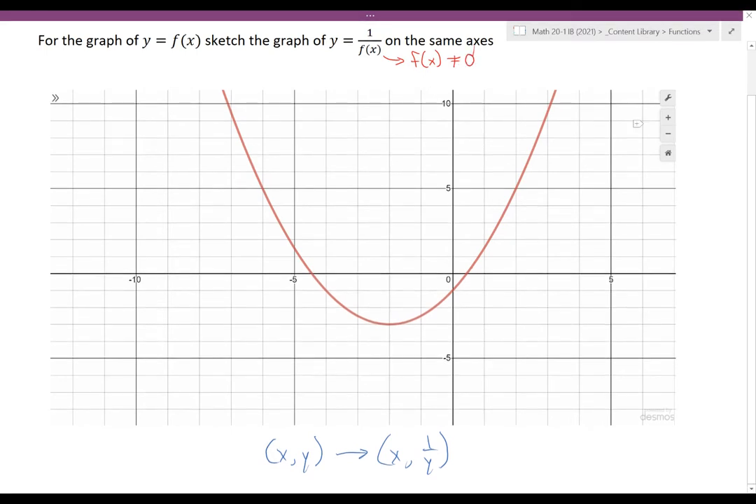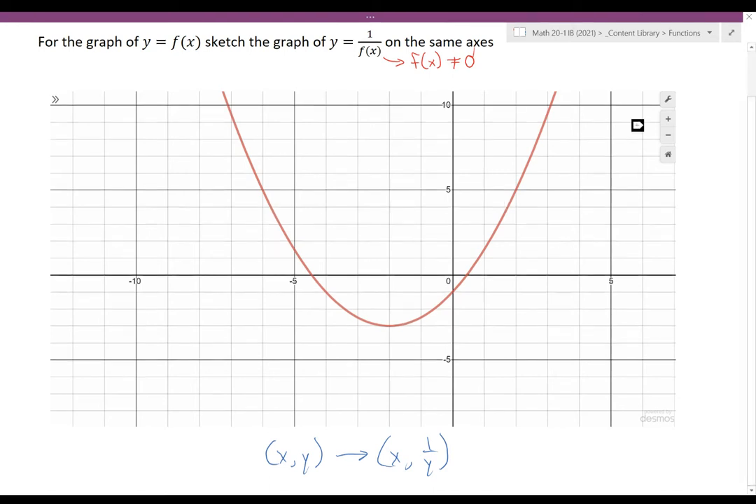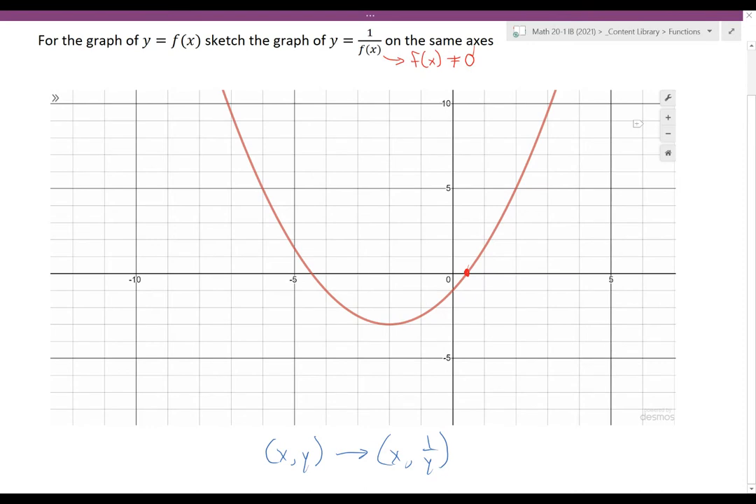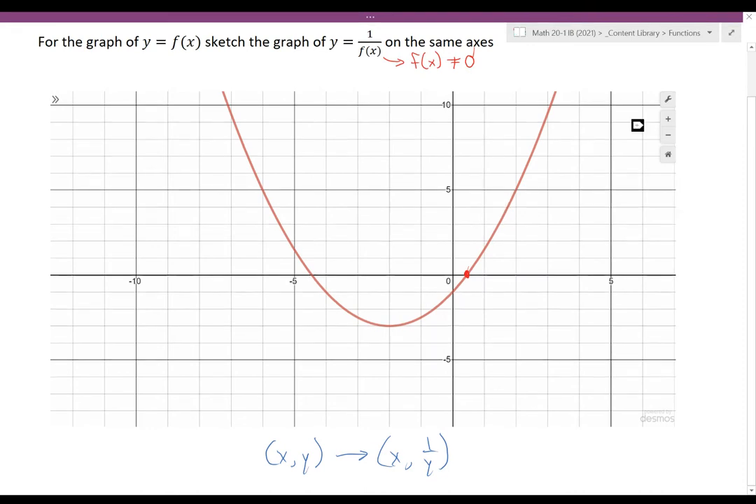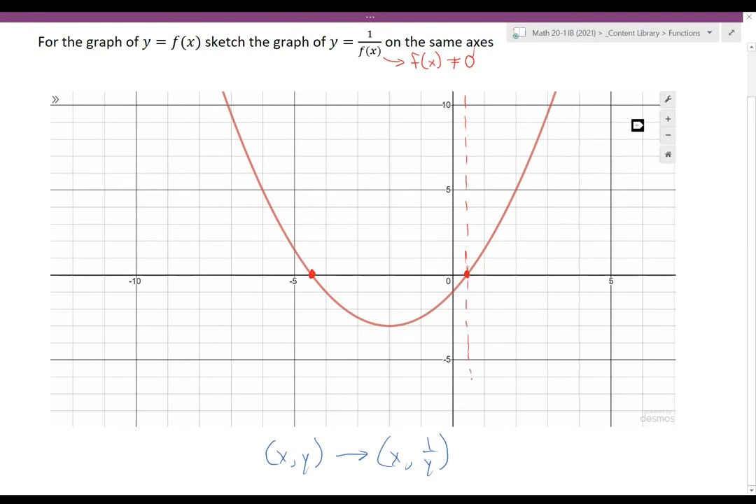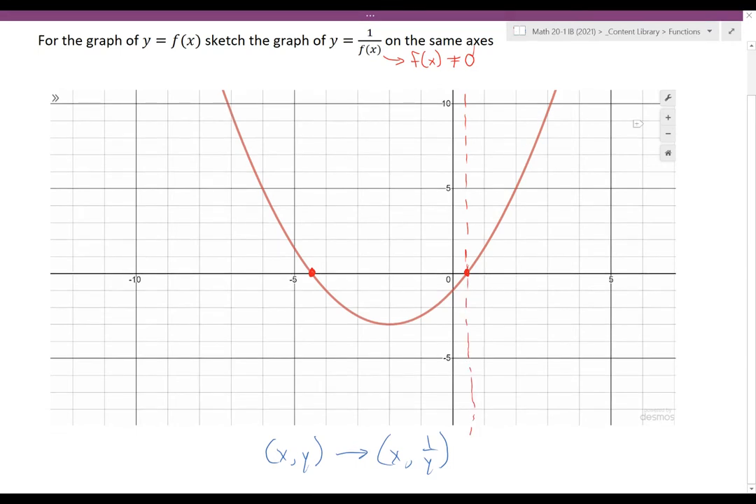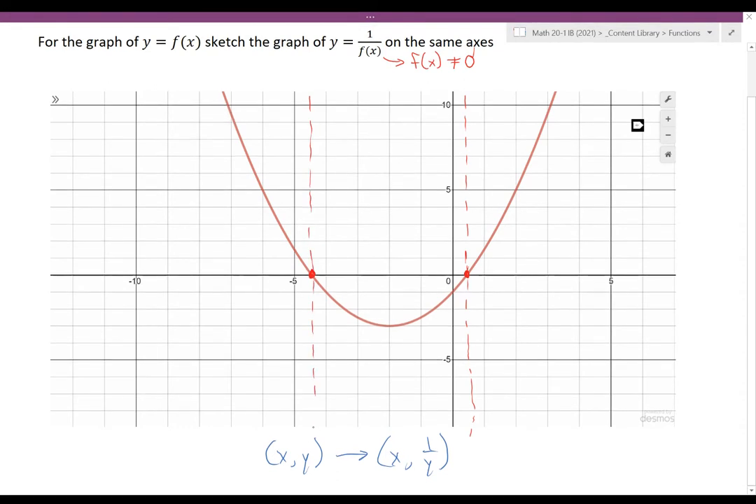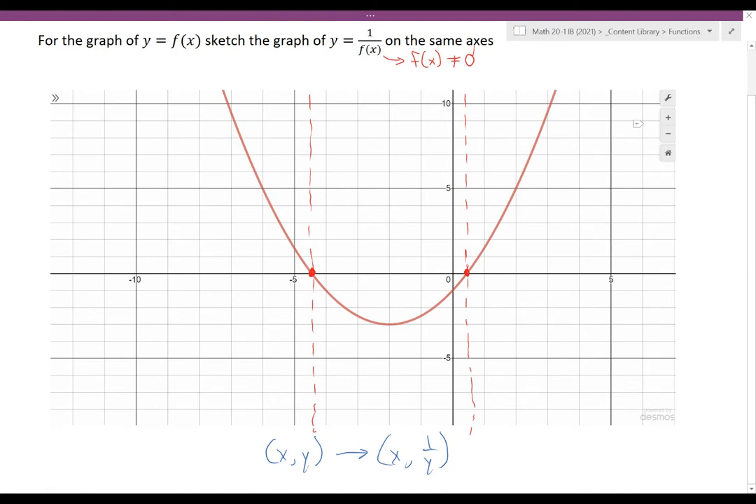But if I look at this function, there are a couple of spots where f of x does equal 0. Those are the x-intercepts. So right here at about 0.4-ish, and about there, say negative 4.4. I don't know exactly what those values are, but I know whatever they are, they've now created vertical asymptotes. So I have a vertical asymptote at x equals, like I said, about 0.4, and another one at x equals about negative 4.4. Doesn't matter what the value is. I can see on the graph that there is an x-intercept, so that becomes a vertical asymptote.